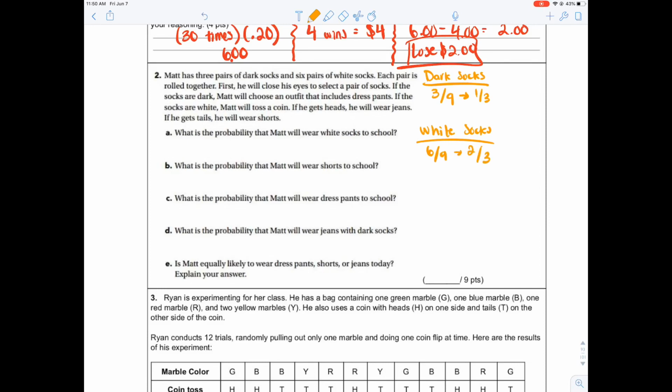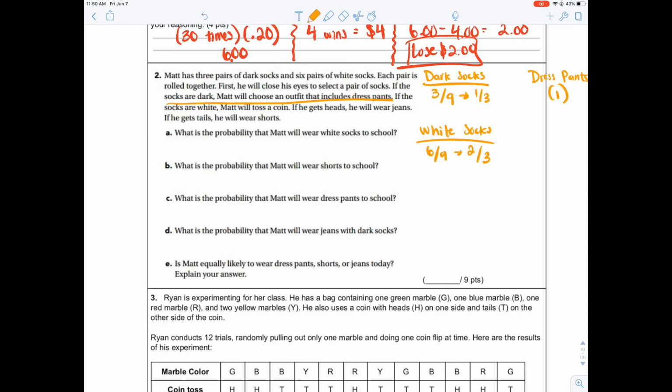Okay, so hang in there with me. If the socks are dark, Matt will choose an outfit that includes dress pants. So if these socks are dark, then he will always wear dress pants. So the probability of dress pants, if he selects dark socks, is always going to be a probability of 1. So we would say the probability equals 1 here for dress pants if he selects dark socks. So dark socks given dress pants.